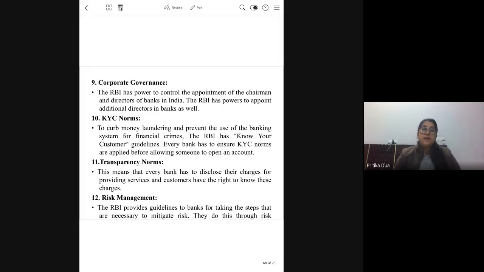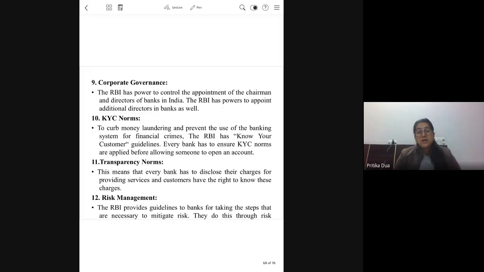Corporate governance is ensuring proper, transparent functioning of the banks. So, appointment of chairman, directors, independent directors, all this is handled, and it is basically supervised by RBI to ensure the customers' security with the bank. Interest of the customer should be secured by every bank.